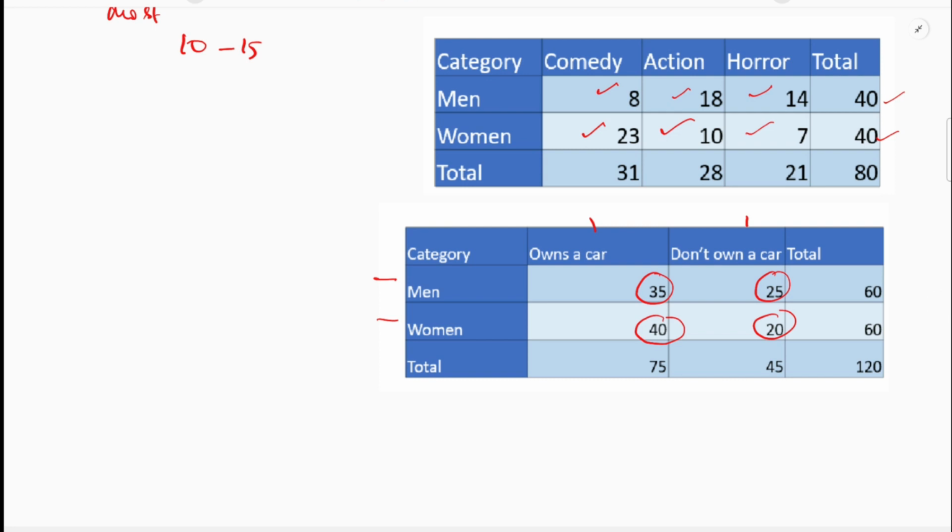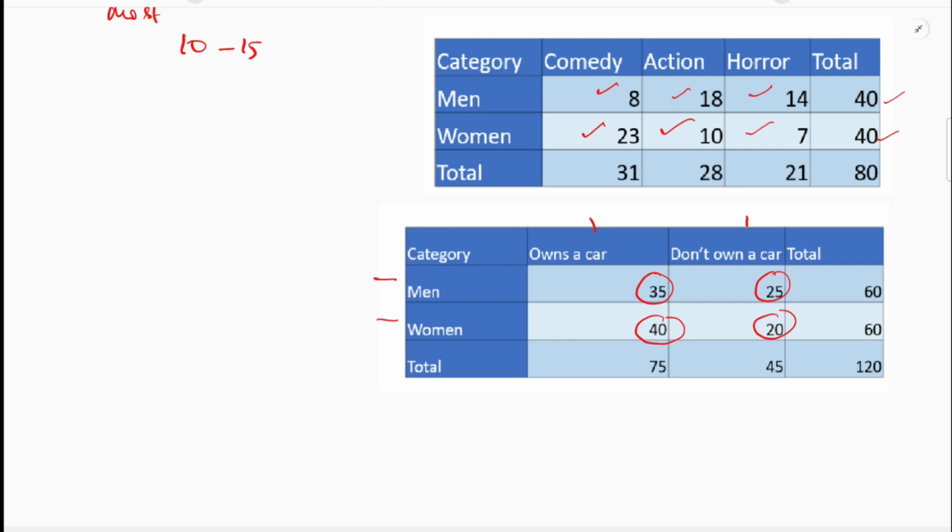This is how we used to have a frequency table. So there are multiple ways to collect the data, and we can maintain it as a frequency table.